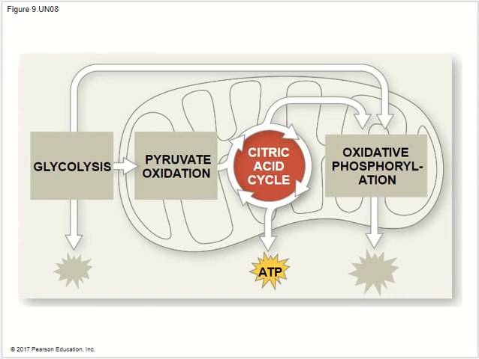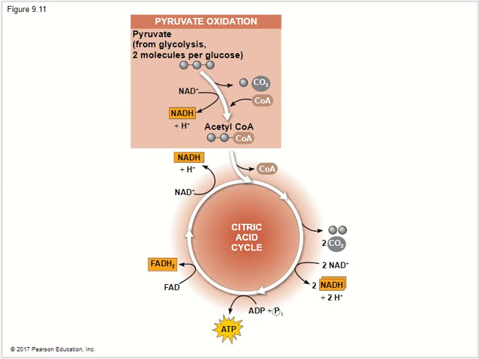And now we have the citric acid cycle. After pyruvate oxidation to form acetyl-CoA, essentially what we're looking at now is the citric acid cycle, which has various steps along the way.